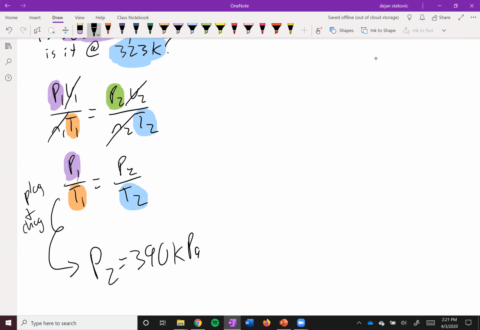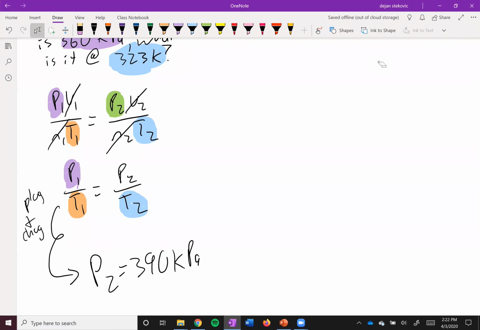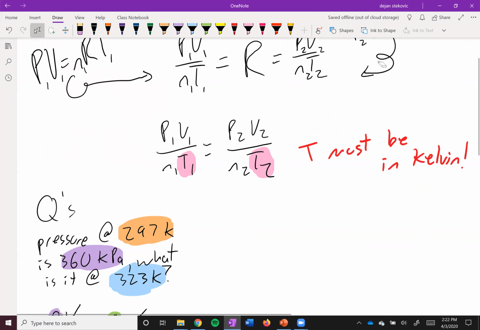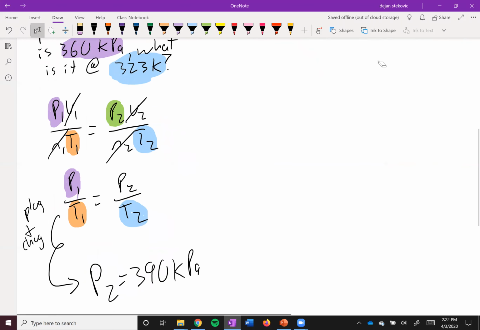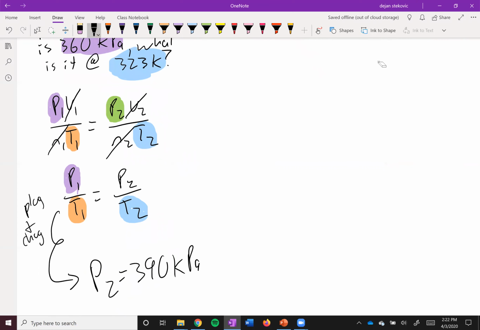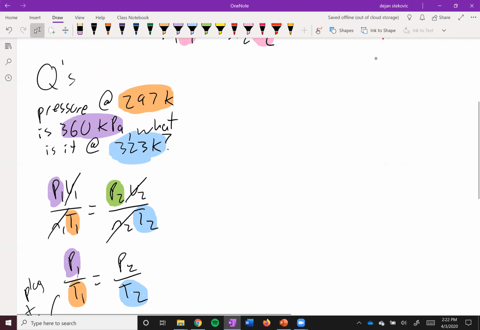Notice that we didn't have to go to atmospheres here because R is not really involved in this equation. So you can use whatever pressures, whatever volumes. Still got to go with number of moles, and temperature must be in Kelvin. But pressure and volume, you can use different units of pressure and volume.